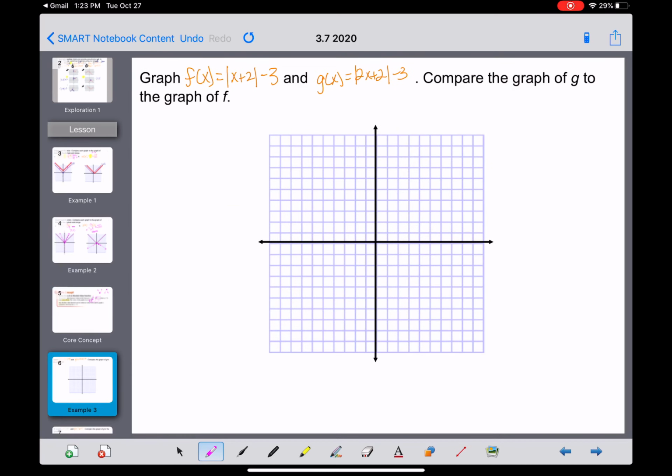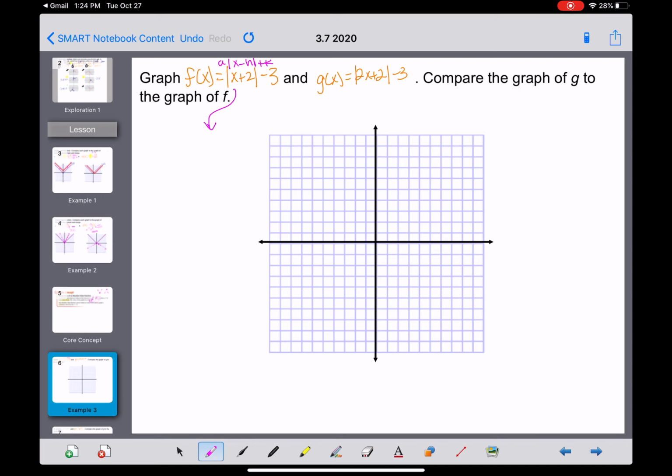So I want to compare my 2 graphs, so I'm going to graph twice, once for f(x) and once for g(x) by hand. So the first thing I need to do for f(x) is I need to locate the vertex. So our vertex form is a|x minus h| plus k. And if we have a factor, it would be a. There's no coefficient for x, so I don't have an a value.